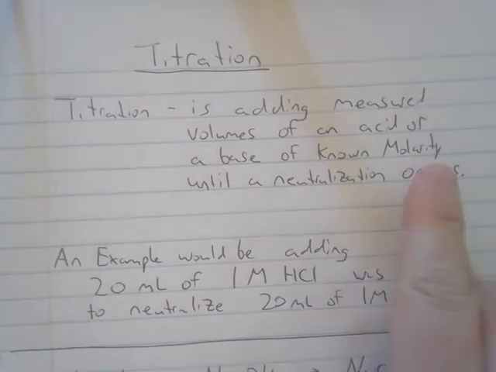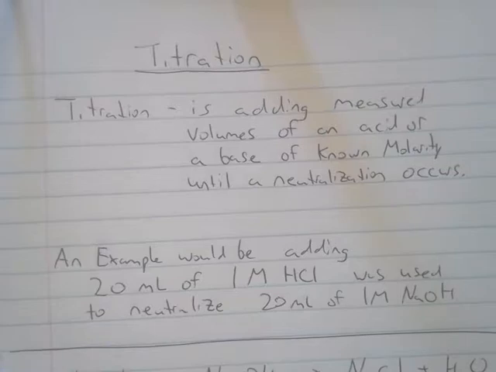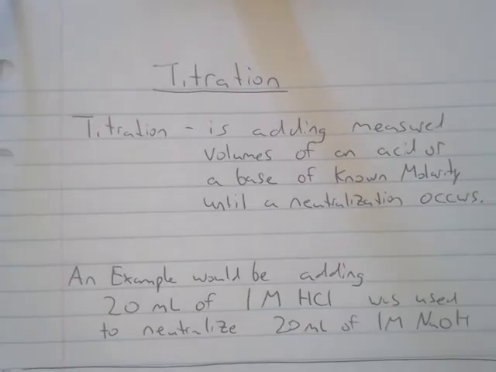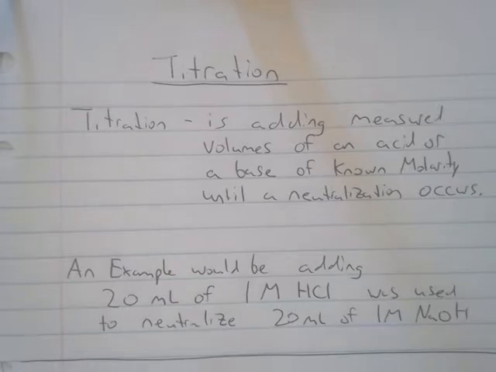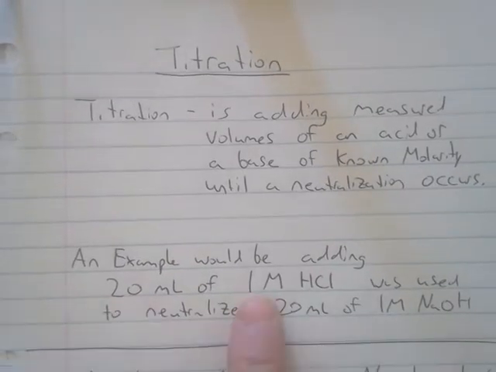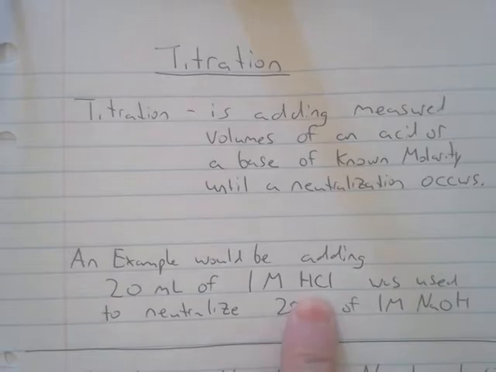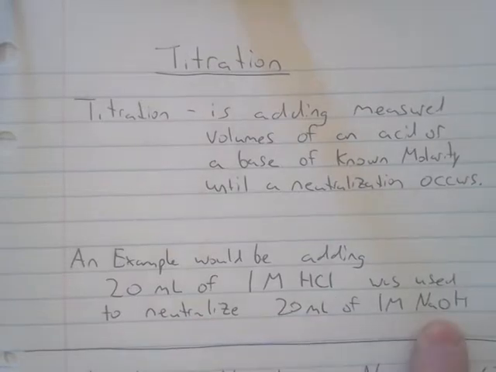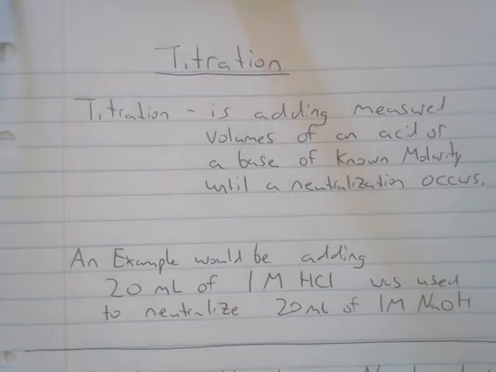Or in other words, you're taking a certain amount of acid and a certain amount of base, and you're seeing how much you need of one to cancel out the other. So an example would be if I were going to add 20 milliliters of 1 molar HCl, which is hydrochloric acid, and I use it to neutralize 20 milliliters of 1 molar NaOH, which is a base. Now, this should be pretty obvious. If I told you I had 20 milliliters of 1 molar acid, how much 1 molar base would I need? Obviously, I would need the same amount. I'd need 20 milliliters. What you need to understand is why that's a neutralization.